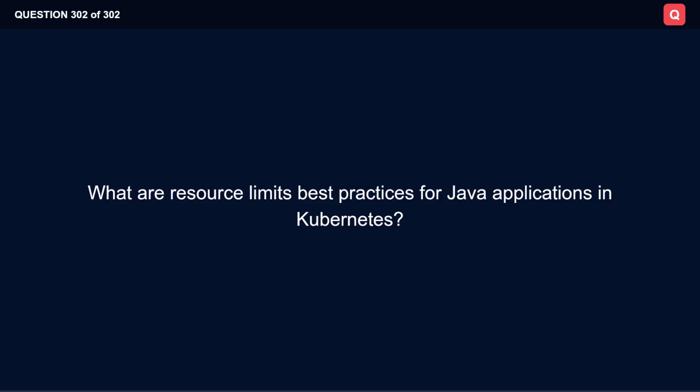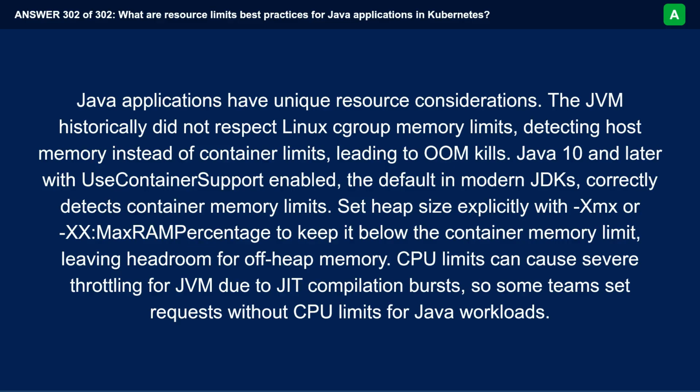What are resource limits best practices for Java applications in Kubernetes? Java applications have unique resource considerations. The JVM historically did not respect Linux cgroup memory limits, detecting host memory instead of container limits, leading to OOM kills. Java 10 and later, with UseContainerSupport enabled, the default in modern JDKs, correctly detects container memory limits.